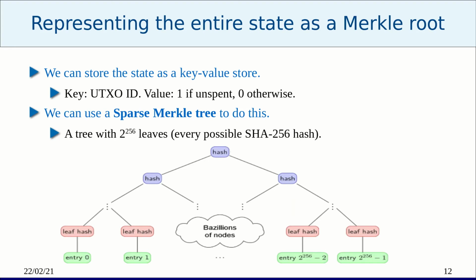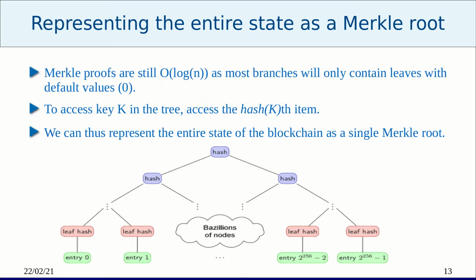Now what we can do is represent the entire state of a blockchain as a Merkle root, and that basically allows us to commit to the state of the blockchain in a very succinct way. And blockchains like Ethereum already do this using Patricia trees. But we can also use sparse Merkle trees, which are basically trees with a very large number of leaves. So, for example, if you wanted to have 2 to the power of 256 leaves, which is every single possible SHA-256 hash, then you would basically initialize the tree with that many leaves. But the tree is still efficient to compute because most of the leaves are empty. So you can basically very efficiently compute the root of that tree.